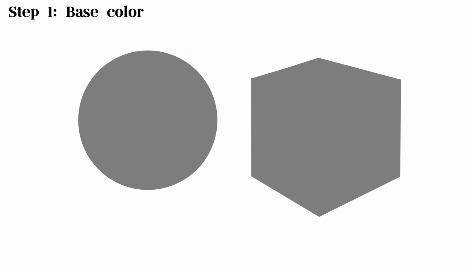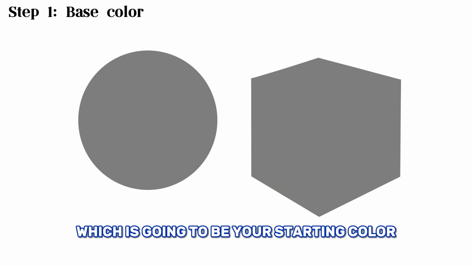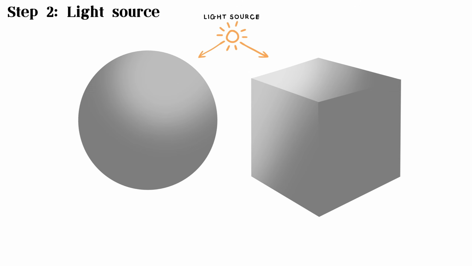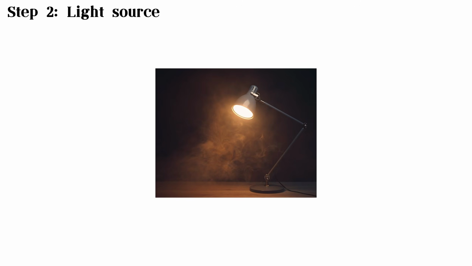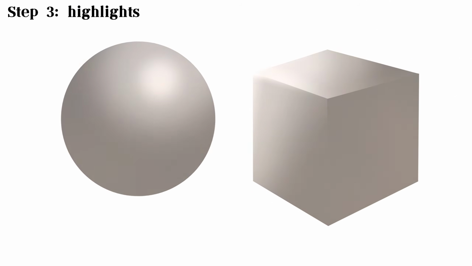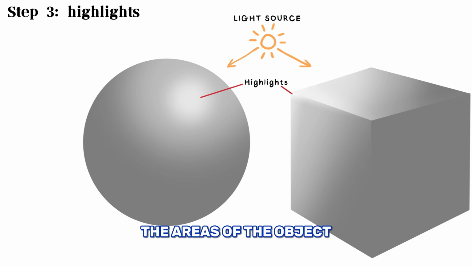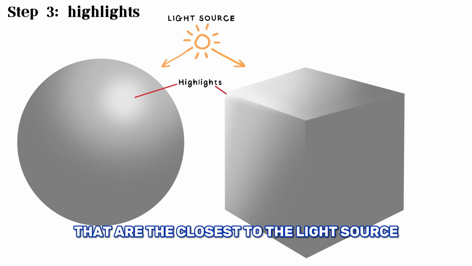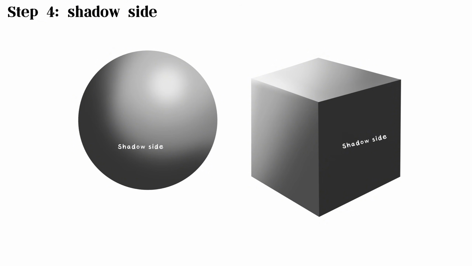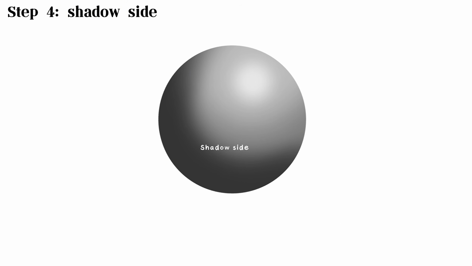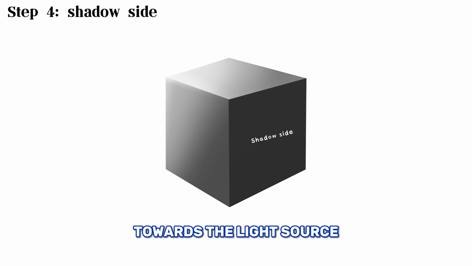Beginning with a sphere. Step 1 is to set up your base color, which is going to be your starting color. Step 2 is the light source, where the light is coming from. For example, the sun, a lamp, or a window. Step 3 is the highlights. The areas of the object that are closest to the light source receive the most direct light. Step 4, the shadow side. It's the area of the object that is not directly facing the light source.